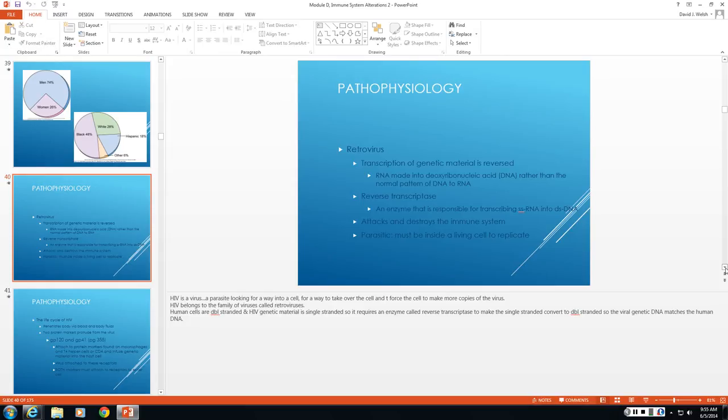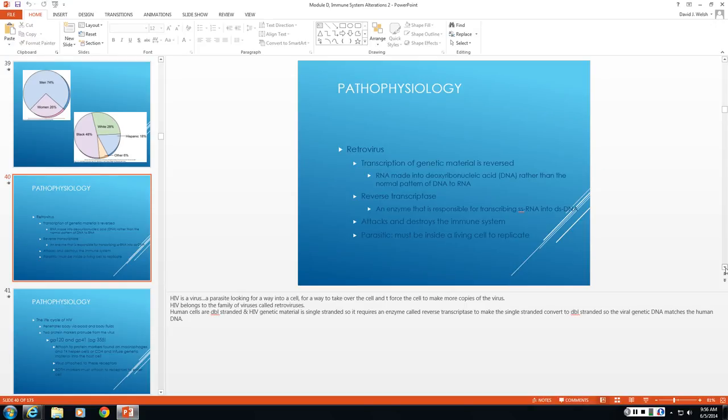HIV is a virus. It's a parasite looking for a way into a cell, to take over the cell and force it to make more copies of the virus. So that's how HIV works. HIV belongs to a family of viruses called retroviruses. In a retrovirus, the transcription of the genetic material is reversed. The RNA is made into DNA rather than the normal pattern from DNA to RNA.